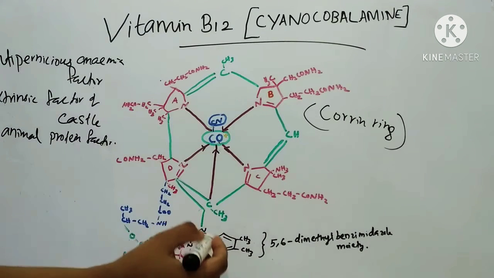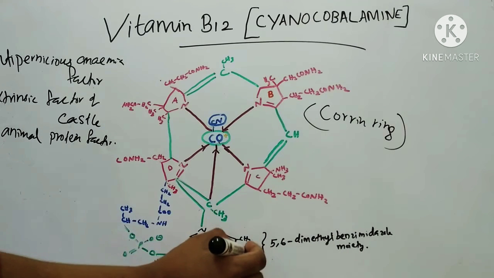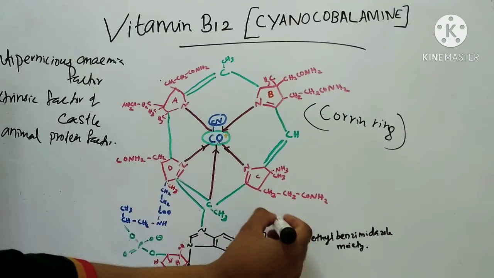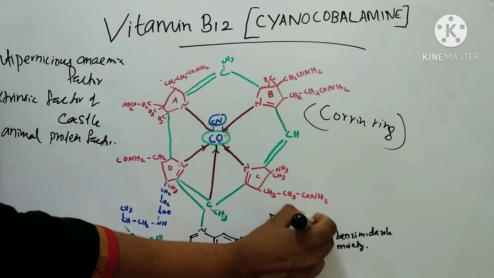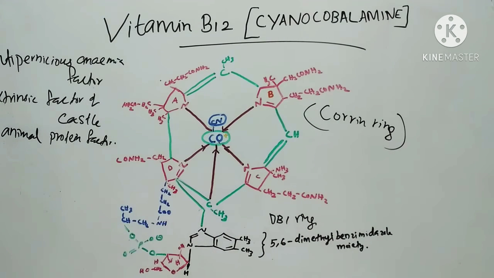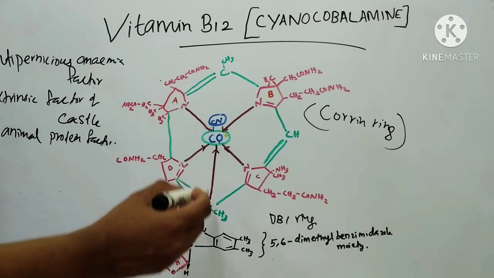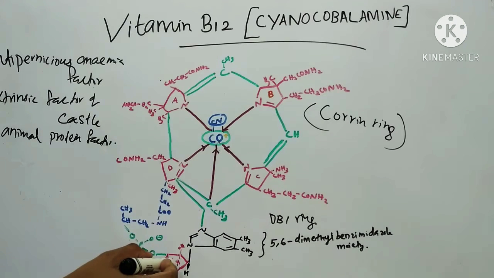Below this corrin ring is a 5,6-dimethyl benzimidazole moiety, the 5,6-dimethyl benzimidazole riboside, that is called the DB1 ring. One end of the DB1 is attached to the cobalt atom. The other end is attached to a ribose moiety.